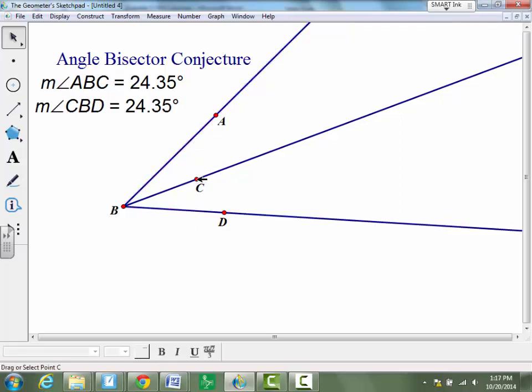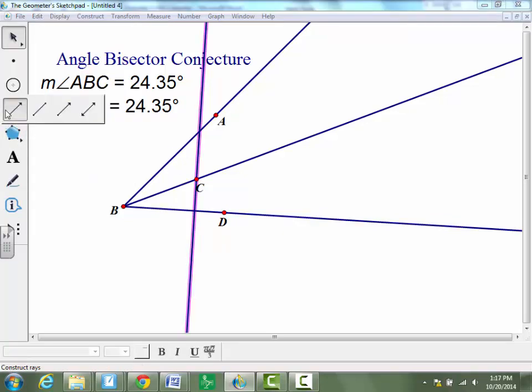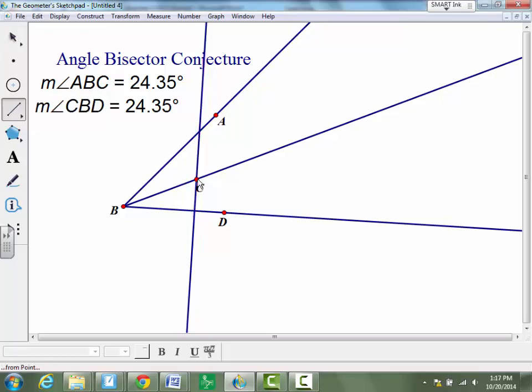To do that, I want to measure directly from C directly to the side. So I want to measure that at a 90-degree angle. So I'm going to construct a perpendicular line through C perpendicular to ray BD. So I select point C and ray BD and construct a perpendicular line. And I don't really care about the whole line, I just care about the part that goes from C to the ray. And so what I'll do then is I will hide the rest of the line.